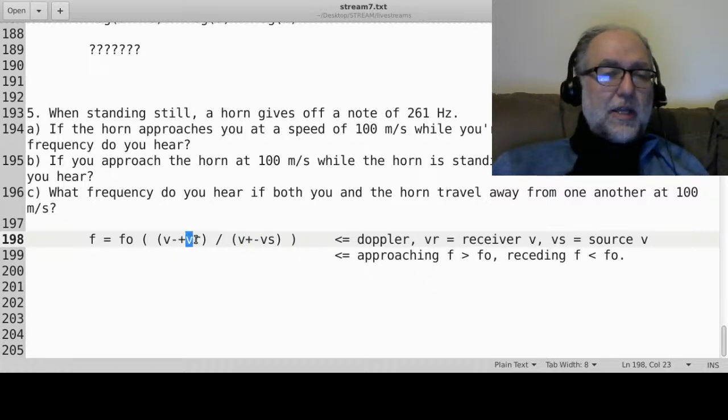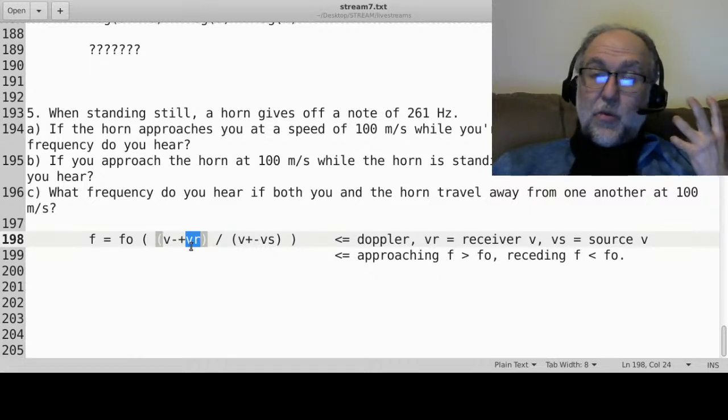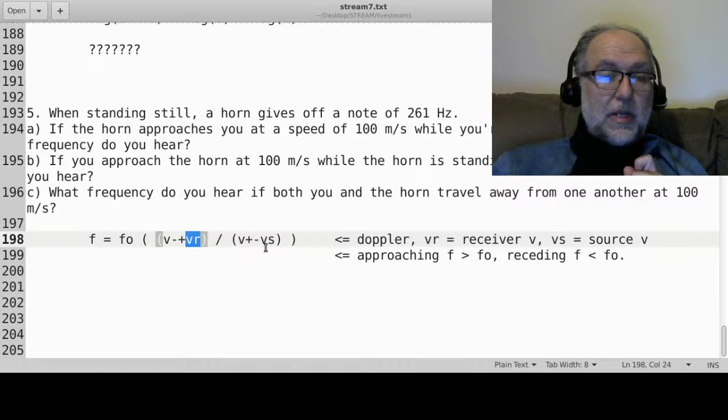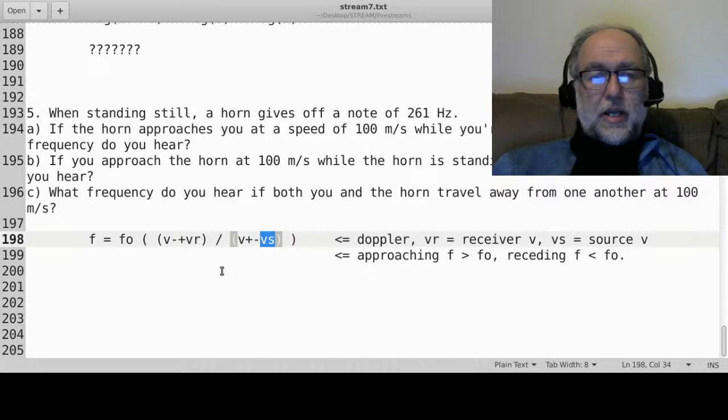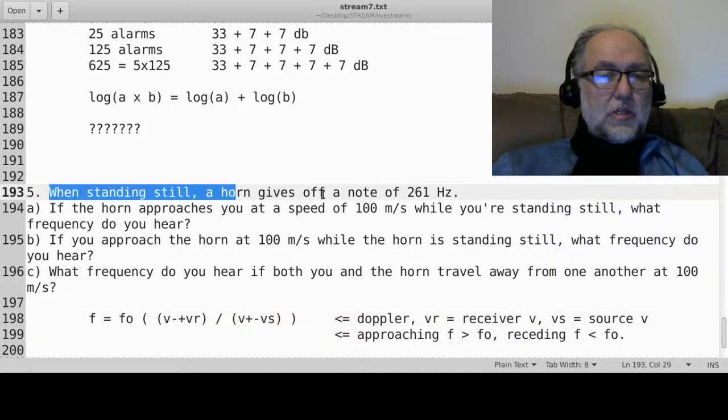Okay, and I guess the other tricky thing is VR, VS, and V. So V is the speed of whatever the wave is. In our case, it's going to be sound. VR is the velocity of the receiver. That's who's hearing the sound, like the human ear or some instrument. And VS is the velocity of the source of the sound. That's like the alarm or the horn or whatever is creating the sound. Okay, so I'll show you how to choose the signs by going through this questionnaire.